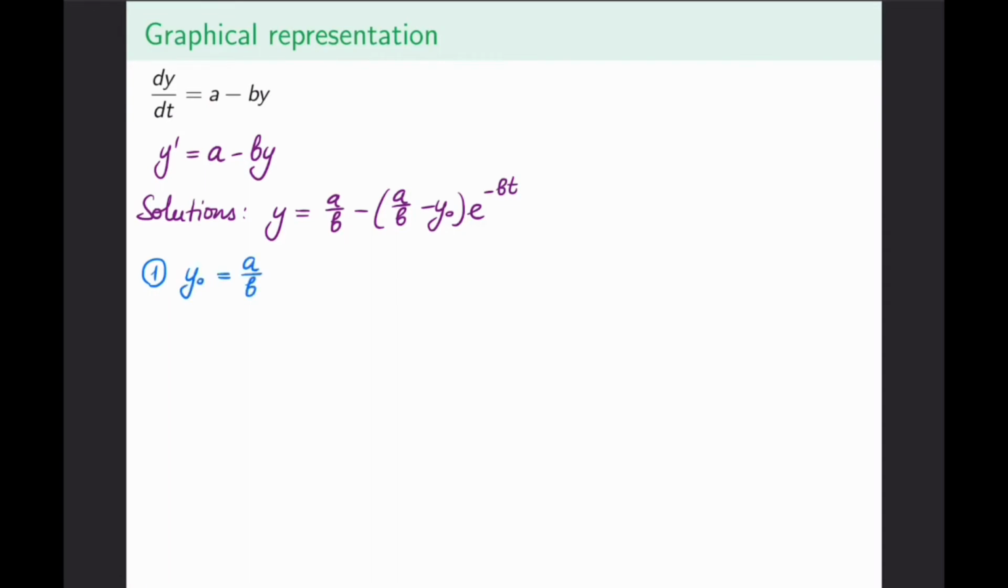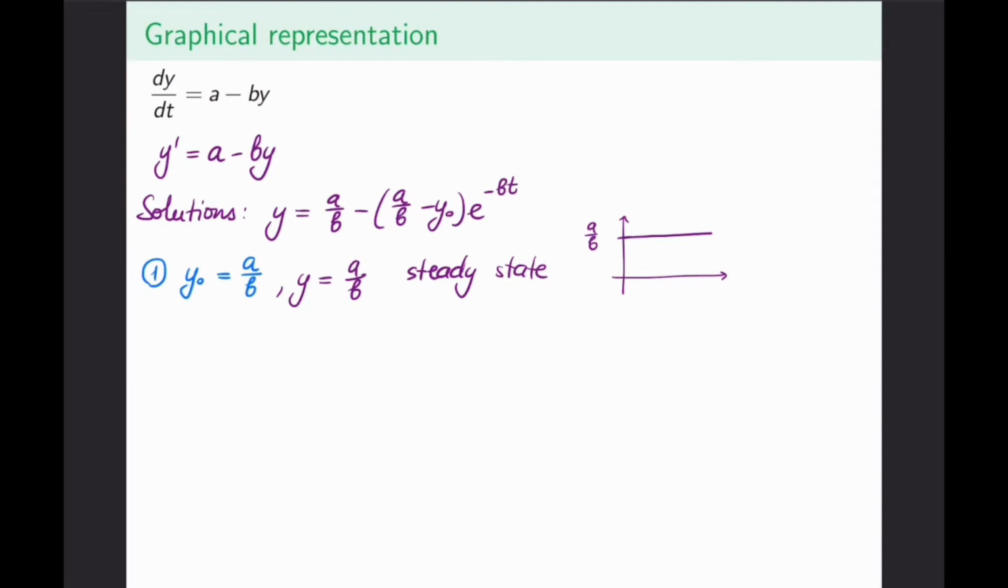If this term is equal to this one, then this entire bracket is going to be 0. 0 times anything is just 0. So this whole thing is gone, and I simply have that y is equal to a over b. It doesn't change, it always stays at a over b. This is what we call a steady state. If we were to graph it, this would be a particularly boring graph. The function will always stay at a over b.